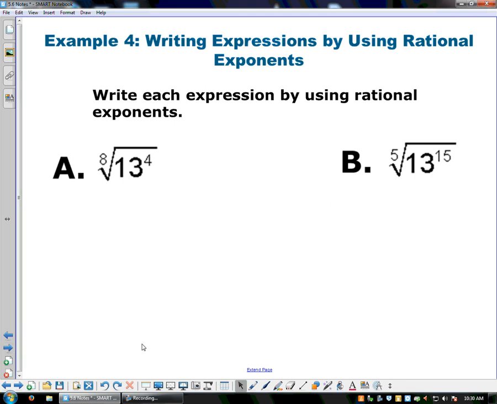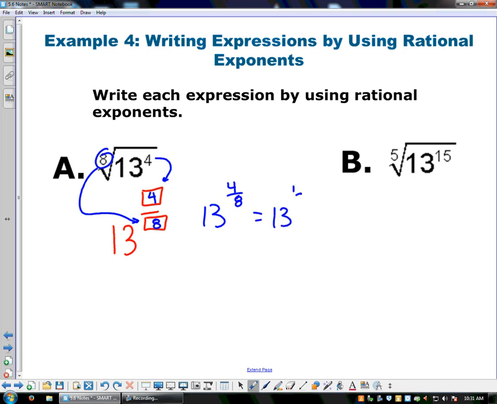All right, example 4, writing expressions by using rational exponents. Write each expression by using rational exponents. We have the 8th root of 13 to the 4th. This time we're going the other direction. Now, what would this be as a base raised to a fraction? I need something over something here as my exponent. And this would end up being 13 to the, this number is going to go right here. And of course, the index becomes the denominator, so that's going to go right here. So I get 13 to the 4/8. But of course, 4/8 is equal to 1/2, so I can rewrite this as 13 to the 1/2.